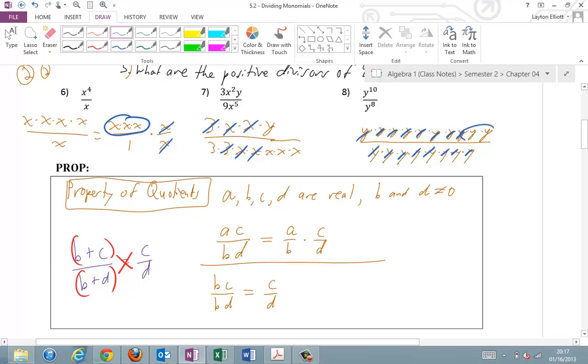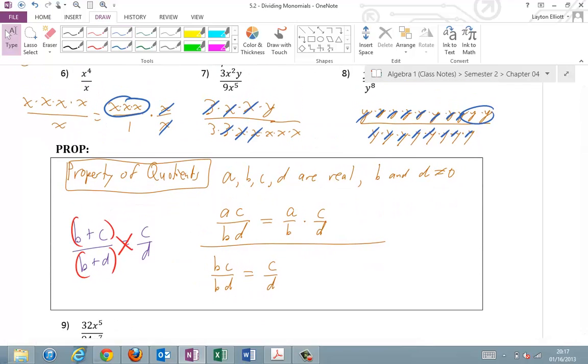8 of them are gone. 2 of them are left in the numerator. So that's the essence of this. Yes, I'm leaving those there for now. Let it go. We're not going to finish those problems.